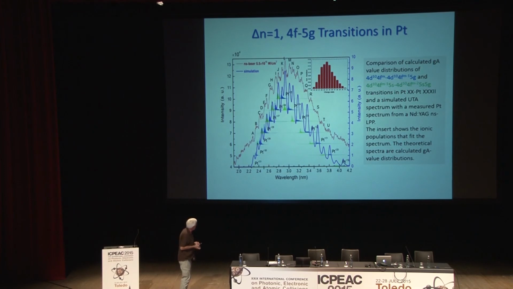And now the most recent thing, this is a very recent result, where we've tried to just fit a UTA model to the emission from a spectrum of platinum to infer the ion population. Because it turns out that the ion distributions are easy to calculate for nanosecond laser-produced plasmas, not so for picoseconds. So we're going to try in the future to extract ion populations from the shapes of these things so that we can actually benchmark a plasma model that's being developed.